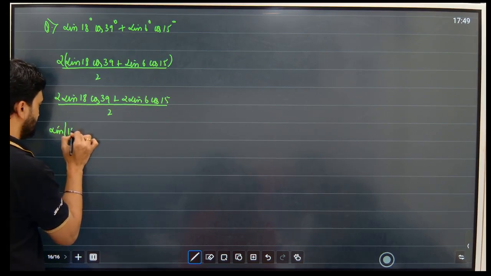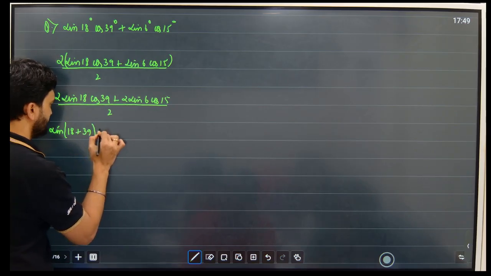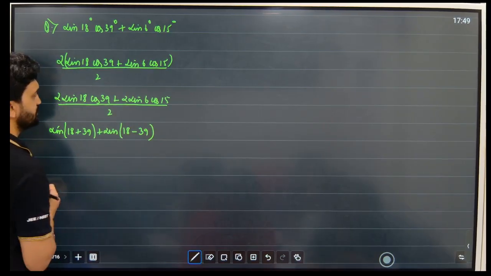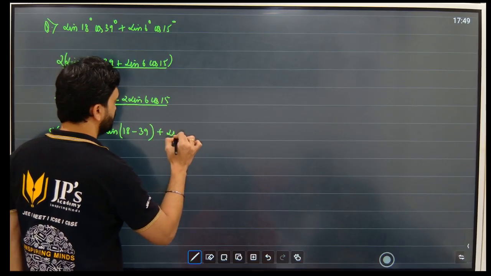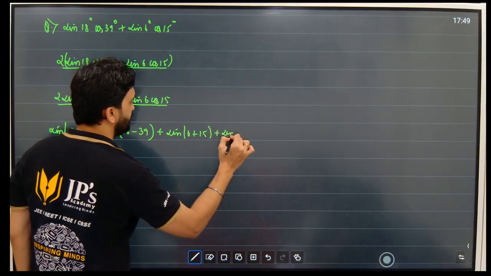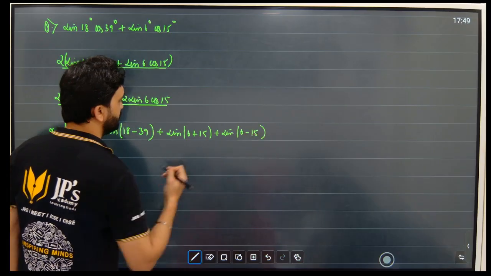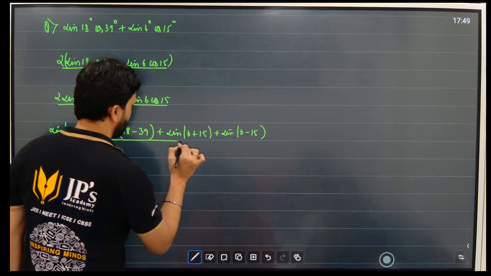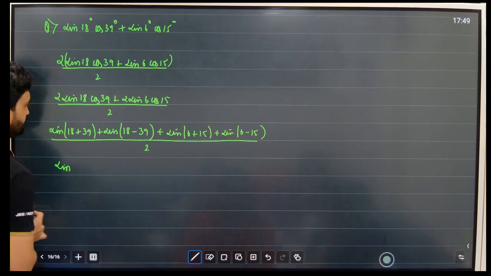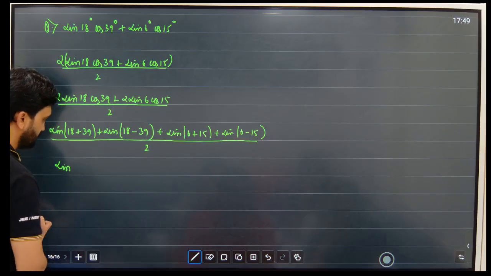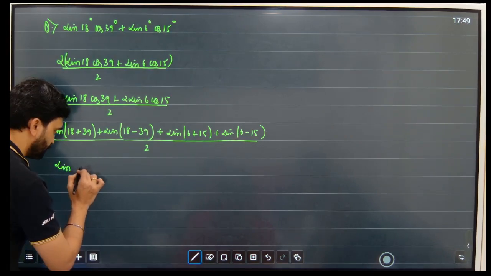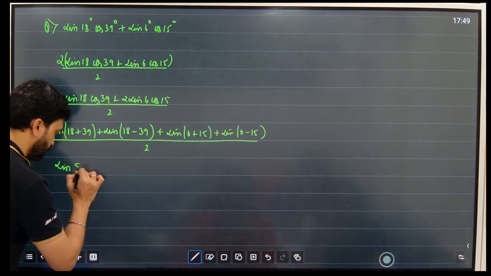2 sine a cos b is sine a plus b plus sine a minus b. Again 2 sine a cos b, it's sine a plus b plus sine a minus b, the whole upon 2. If I solve this further, 39 plus 18 will be how much? 57? Very good.